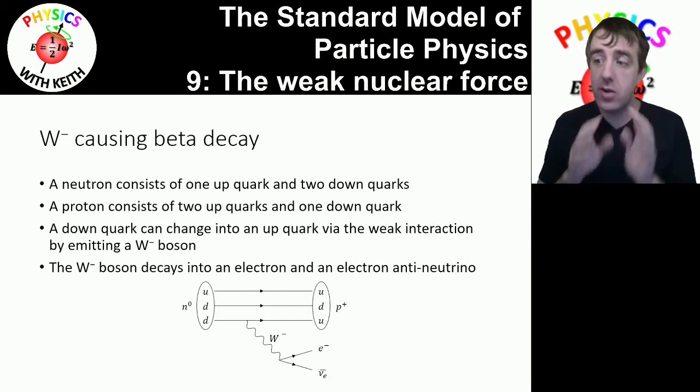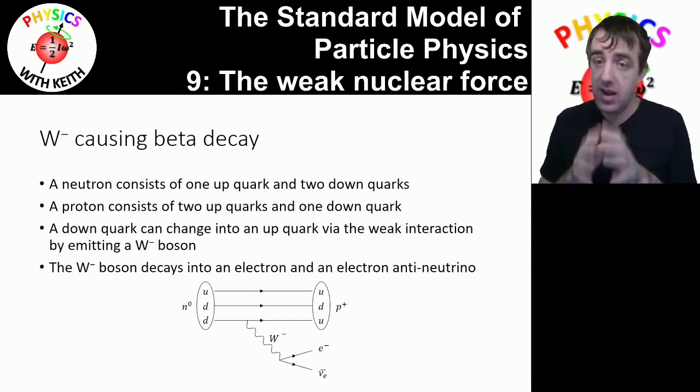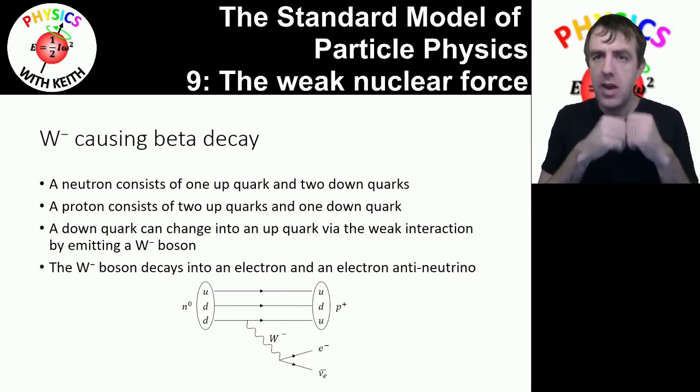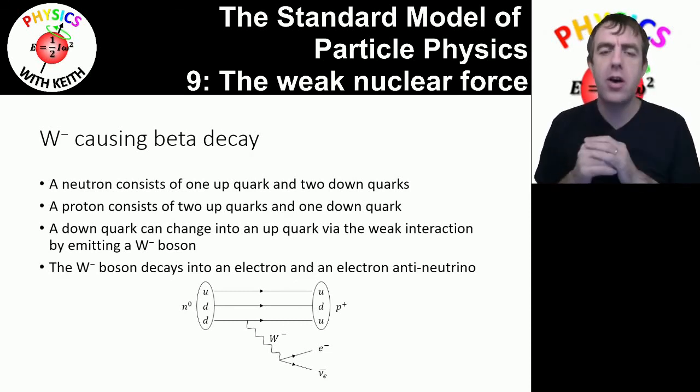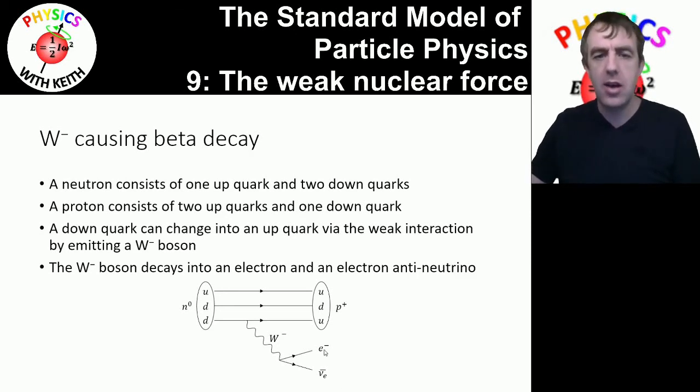anti-neutrino. Now in doing this, the proton, which has less energy than the neutron, has dropped in energy. We've got less energy afterwards. And that energy has now gone into the electron and the electron antineutrino. Remember how entropy works.